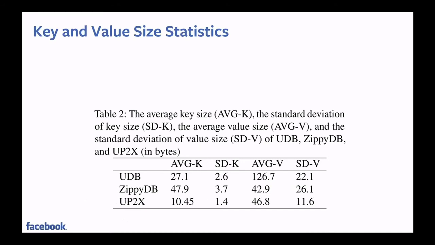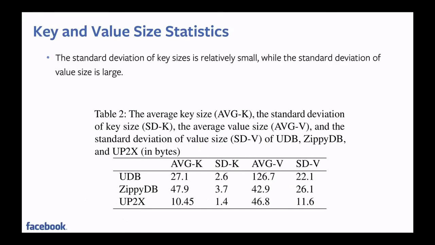So usually the key size is relatively small, usually smaller than 50 bytes, and the key size does not change much from case to case. But for the value part, there is a very big standard deviation, which means the value changes a lot and it will have a long tail distribution.